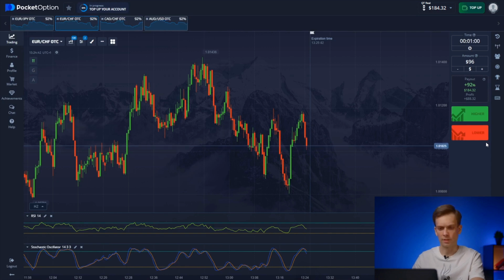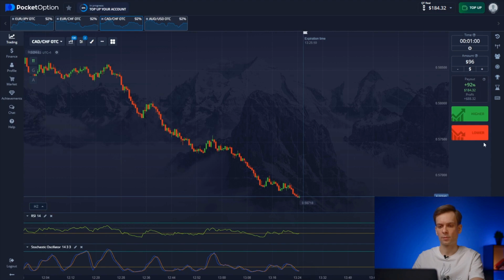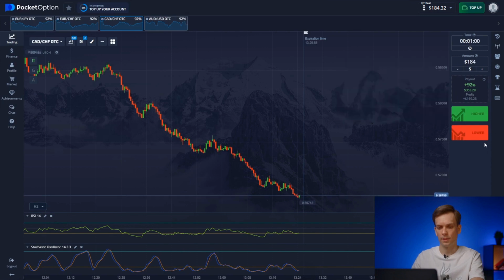Okay, I'll get back to this later. Can't lose focus. Now the Canadian dollar, the Swiss franc. First things first, let's adjust the amounts. Now let's re-evaluate our levels. Yeah, let's see how they align with this pair.